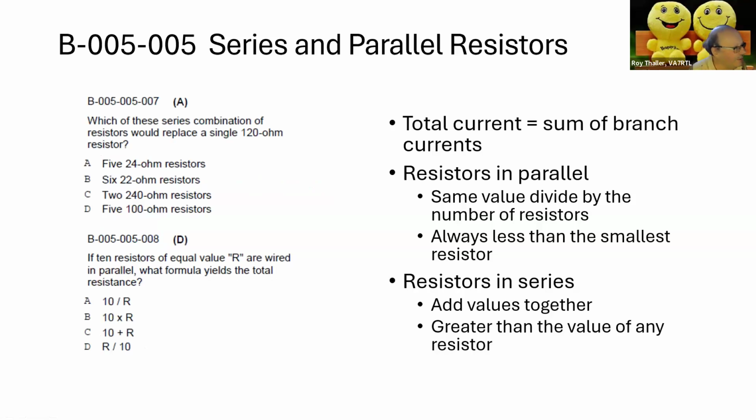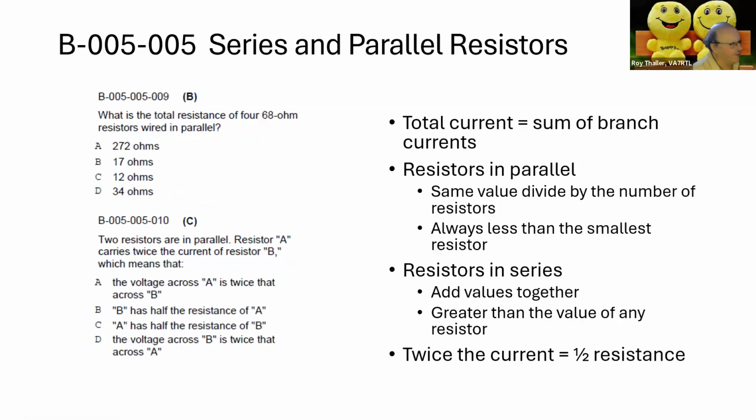Which of these series combination of resistors would replace a single 120 ohm resistor? So remember in series, so 5 times 24 would give you 120 ohms. If 10 resistors of equal value R are wired in parallel, what formula equals the total resistance? So if all the values are the same, it's R divided by 10, so D is the correct answer.